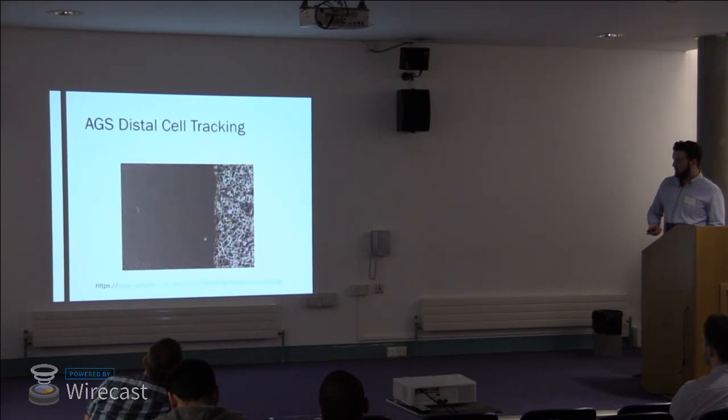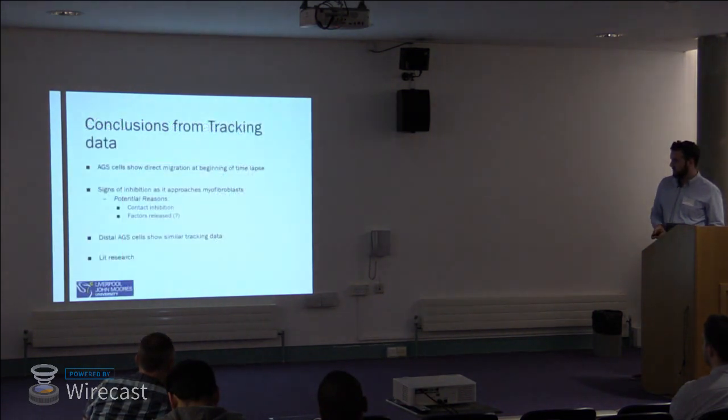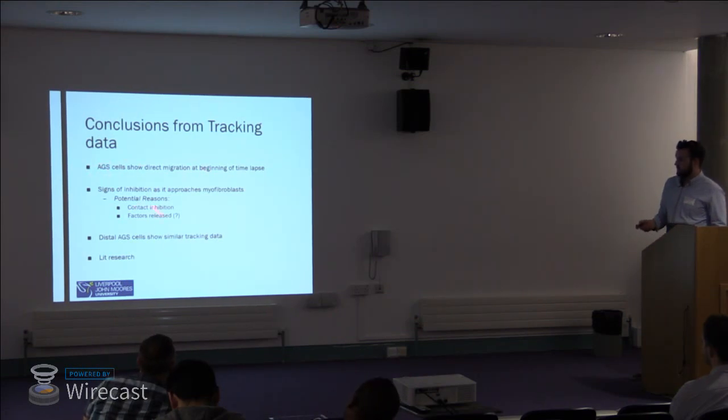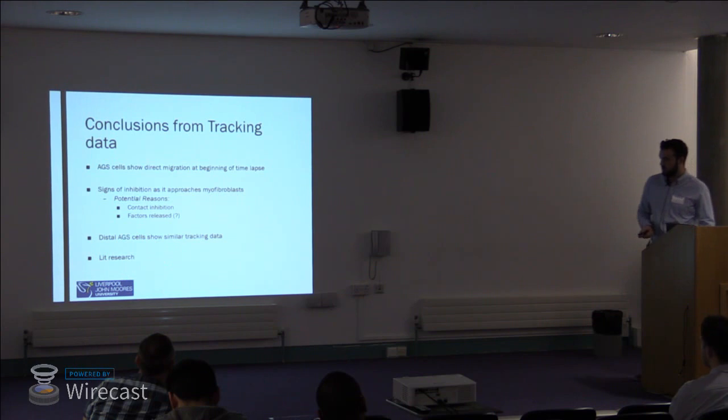It's what we need to determine from the literature research. On this one, it's a similar kind of thing. They come out straight, but then they bend down here rather than going into the U-tube again. So from that data, we've seen that there's direct migration at the beginning of the time lapse. Is it factors released or contact inhibition that's driving this kind of migration behavior? There needs to be more done in the lit research.